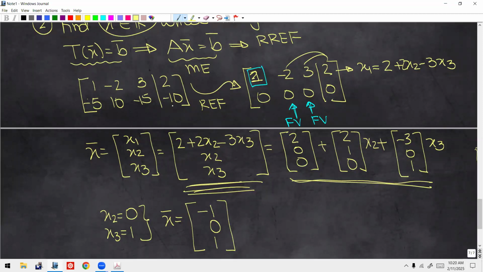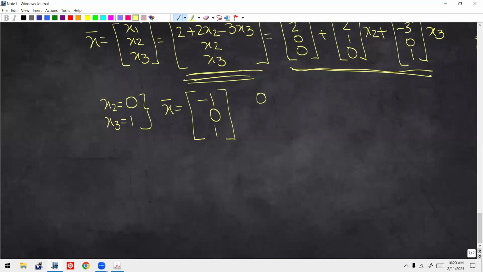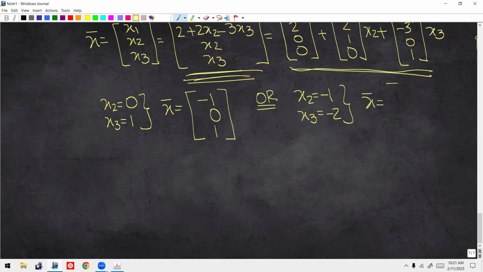b. So b was what? 2, -10. Okay. And here is another one. And we can do a whole bunch. I'm just going to give you 2 examples. Let's say x2 is -1 and x3 is -2. Okay, so what does that one look like? Well, if I plug that in, I get x is going to be what now? So we get 2 minus 2 is 0, and negative 3 times negative 2 is 6. And then we get negative 1 and negative 2. So that's my other example.